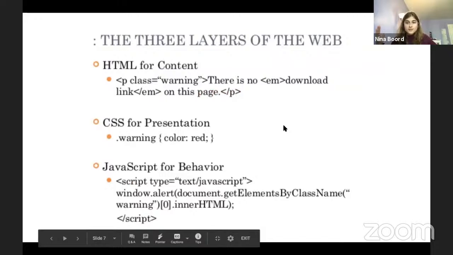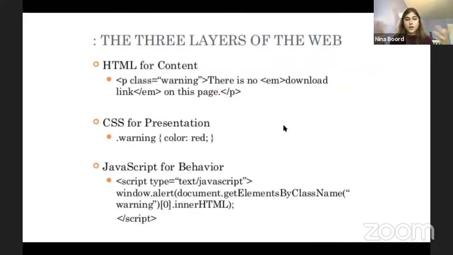So in general, there are 3 layers of the web. HTML for content, so a paragraph, for example, everything goes in between the paragraph tags in this situation. And then EM is used, it's just another tag you can use. And this download link goes in between the EM tags.